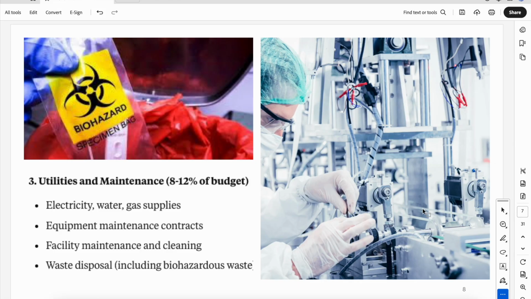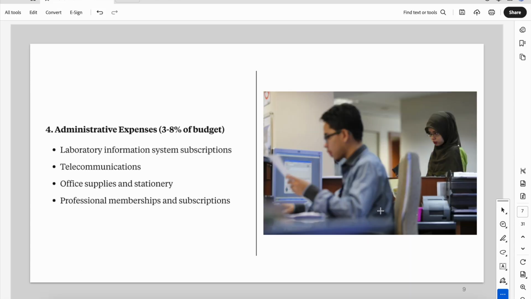Equipment maintenance contracts ensure your analyzers and instruments operate reliably. Preventive maintenance is much more cost-effective than emergency repairs. Facility maintenance and cleaning include specialized laboratory cleaning services and maintenance of specialized ventilation systems. Waste disposal, including biohazardous waste management, is both a regulatory requirement and a significant ongoing cost.